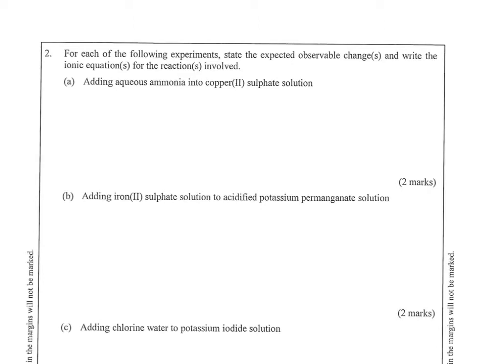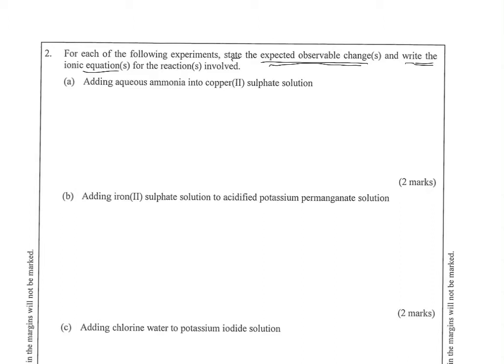Okay, for part two, for each of the following experiments, state the expected observable change, and write an equation. So when you do the question, you can underline some of the keywords, like me. Okay, write the equation and the expected observable change. So add aqueous ammonia into copper(II) sulfate solution.